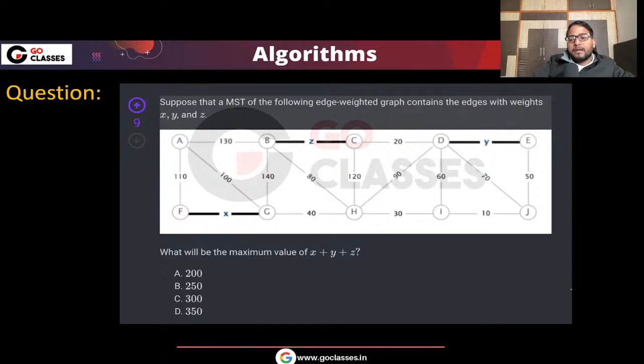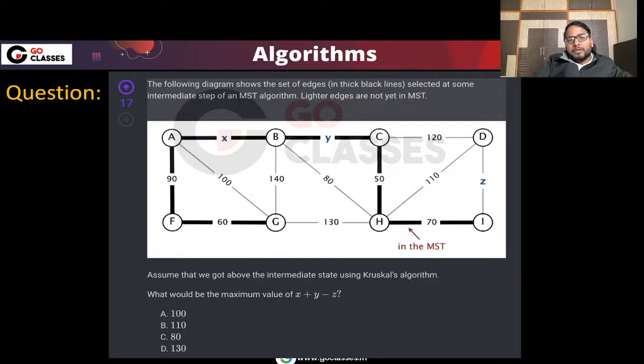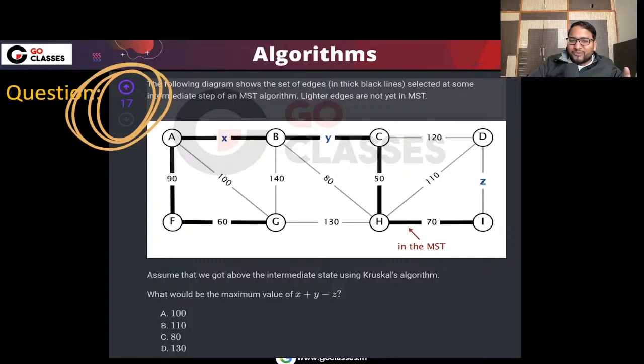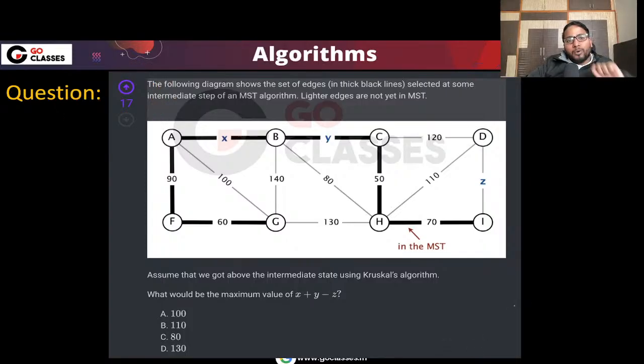Understood, right? Great. So now let's move to the next question. This question has a very, very high upvote count. Let's see this question and let's see if we can solve it. If a test series question has 17 upvotes, it is actually quite good. Okay, very, very good.